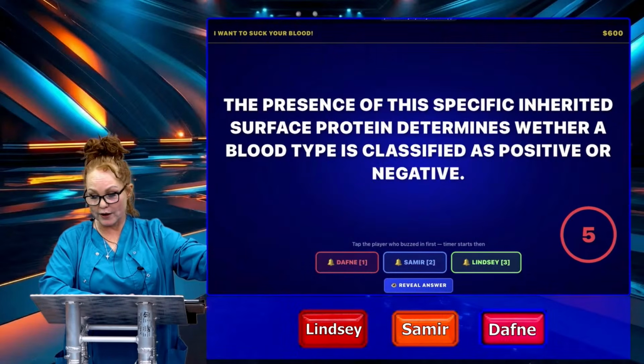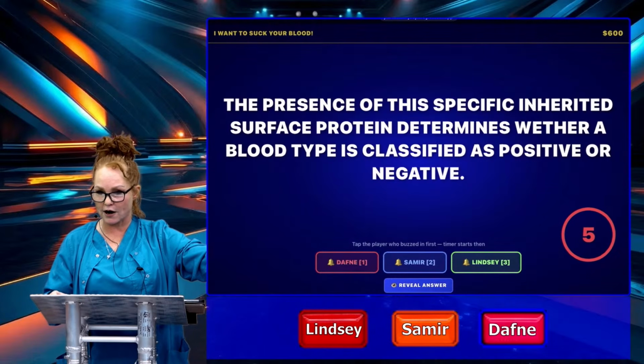Samir, I Want to Suck Your Blood for 600. The presence of this specific inherited surface protein determines whether a blood type is classified as positive or negative. Samir, What is the RH factor protein? That is correct.